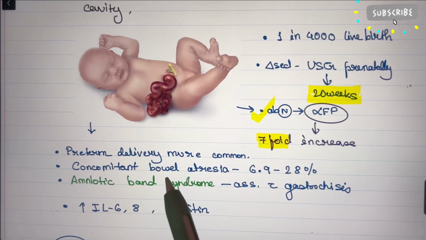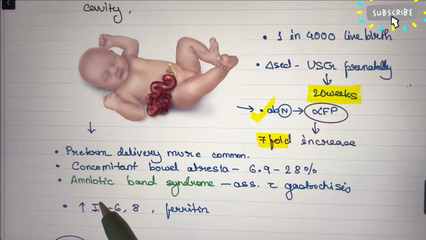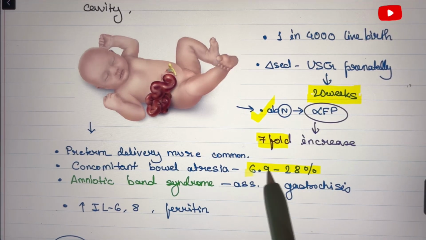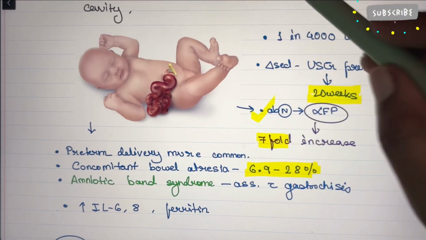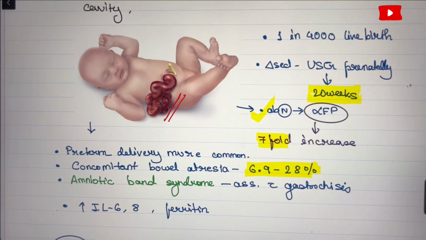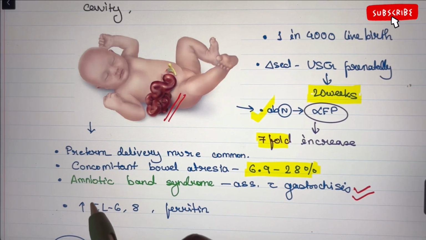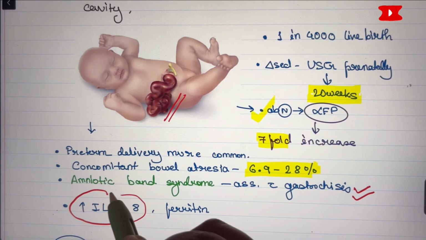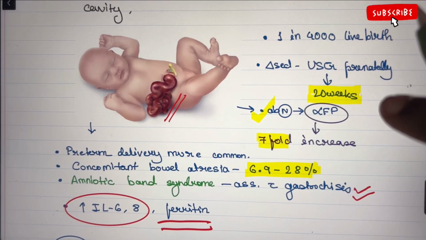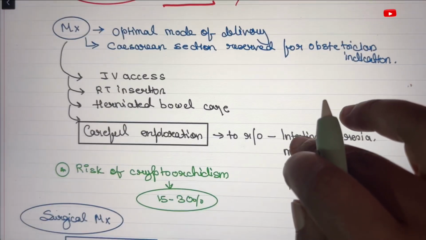Now, preterm delivery is more common in this child, and concomitant bowel atresia, remember this, 6.9 to 28%. This bowel which is protruding out might have atresia. And amniotic band syndrome is associated with gastroschisis. And generally in this, interleukin 6 and interleukin 8 are increased, and ferritin levels are also elevated in this case. Remember this point.